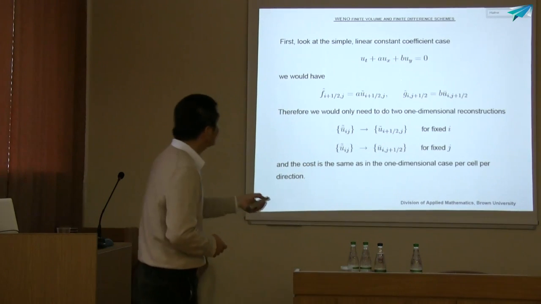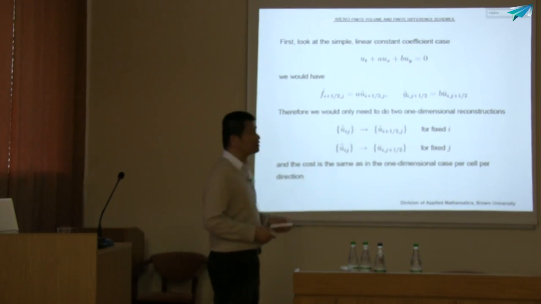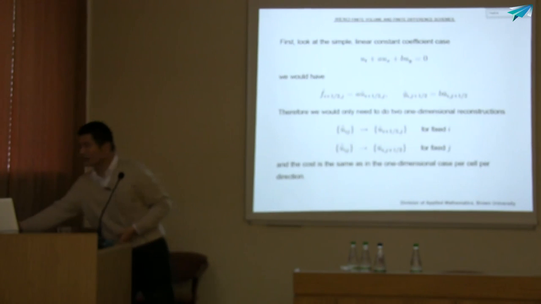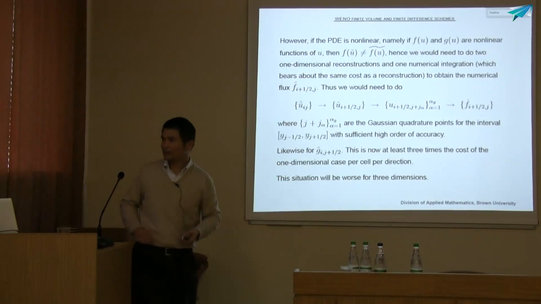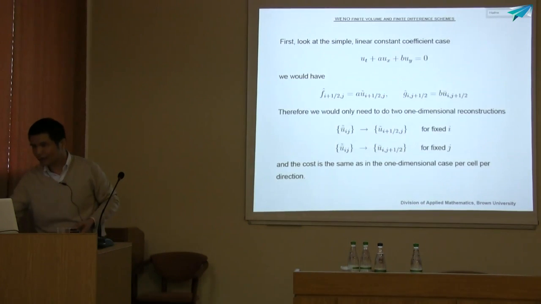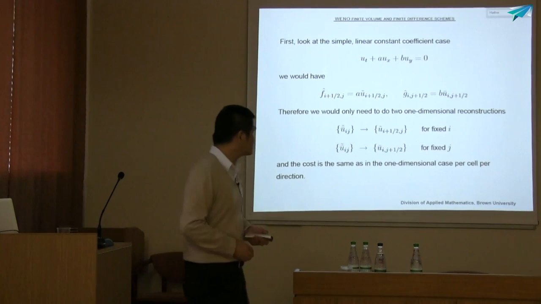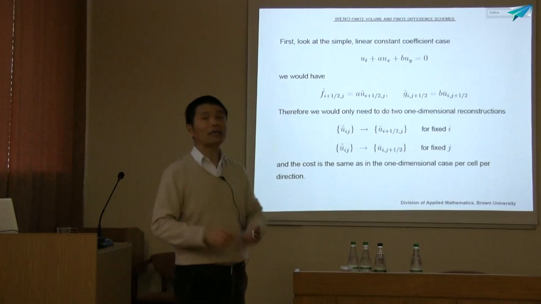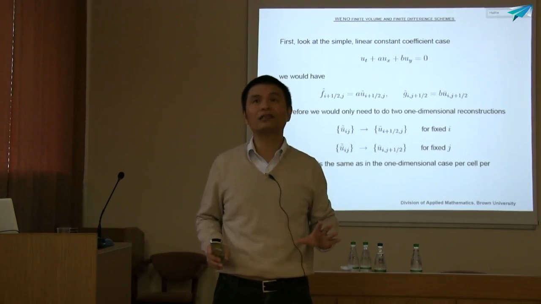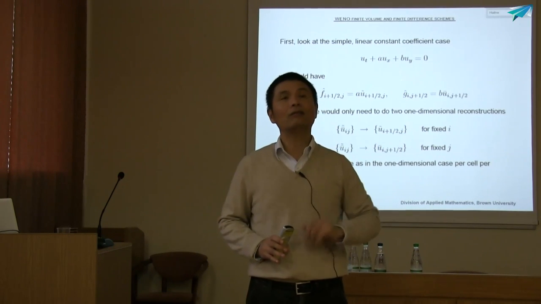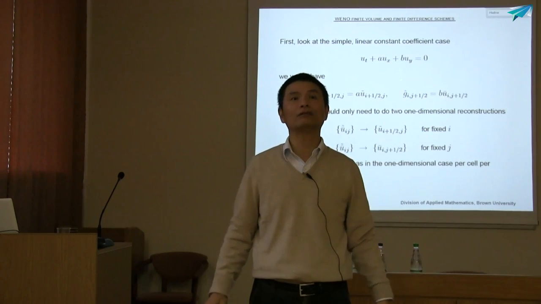So for this particularly simple application, which has this linear flux, you have actually a simple one-dimensional procedure. You have two one-dimensional reconstructions per cell, then you can get the scheme. You can get all the fluxes. So the per cell cost is only double, only twice the per cell cost of a one-dimensional scheme.